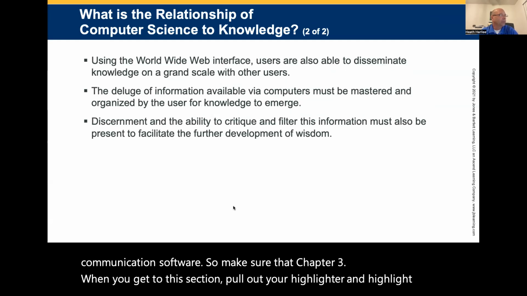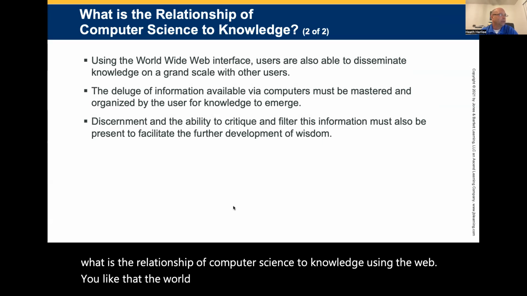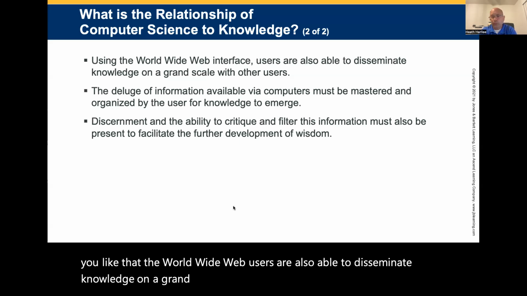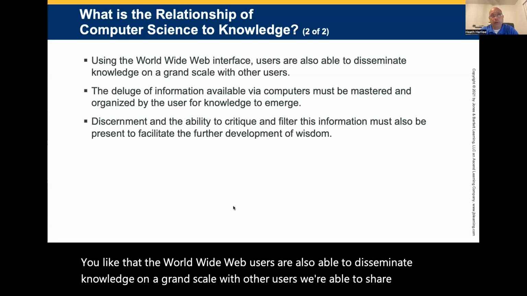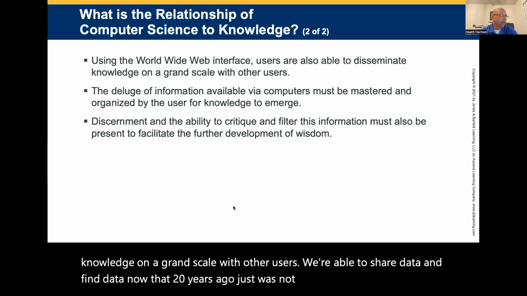What is the relationship of computer science to knowledge? Using the web, you like that, the World Wide Web, users are also able to disseminate knowledge on a grand scale with other users. We're able to share data and find data now that 20 years ago just was not fathomable. And so it's pretty amazing.